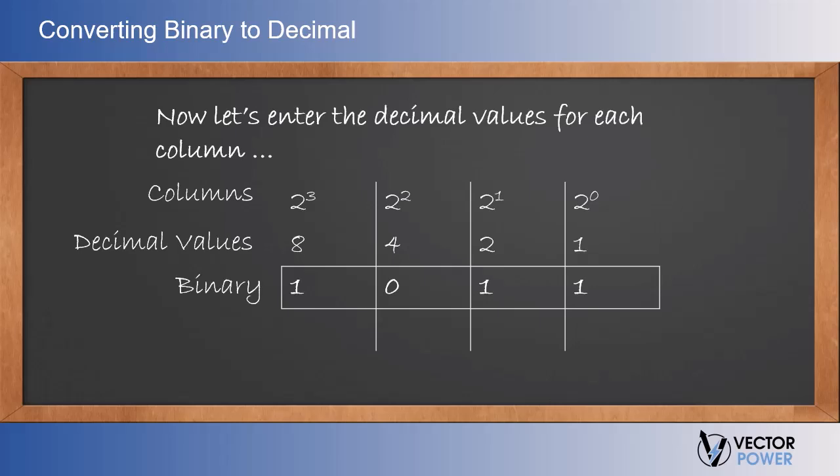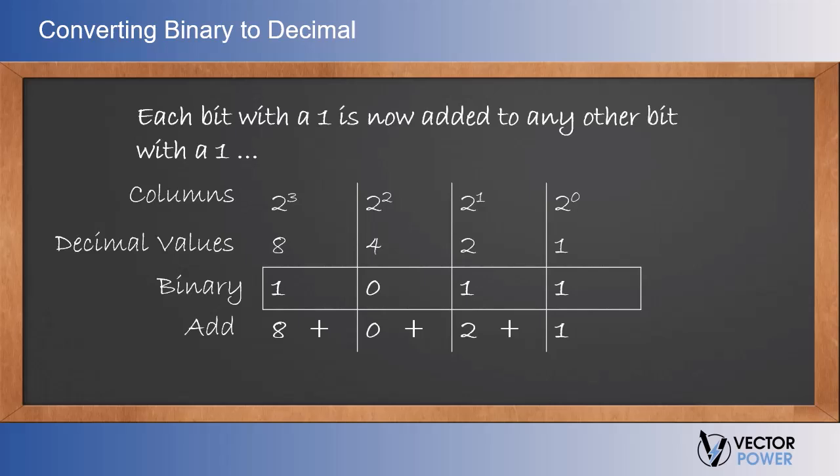The first bit position is equal to 1 in decimal. The second bit position is equal to 2 in decimal. The third bit position is equal to 4 in decimal. And the fourth bit position is equal to 8 in decimal. Let's look at our binary word 1011. Each bit in the word with a 1 is now added to any other bit with a 1.